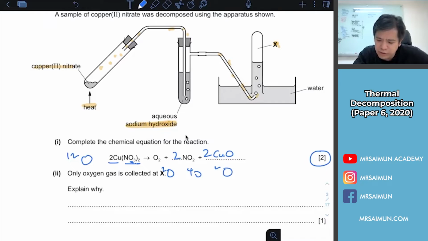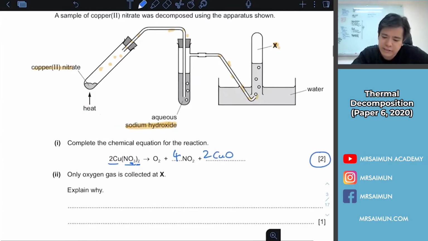So most probably this is 4. Yes, 4. Why? Because this has 2 nitrogen, then the whole thing times 2 again, so you're supposed to have 4 nitrogen. The only way to get 4 nitrogen is for it to be balanced. You can review it later slowly. Then it said only oxygen gas is collected at X.